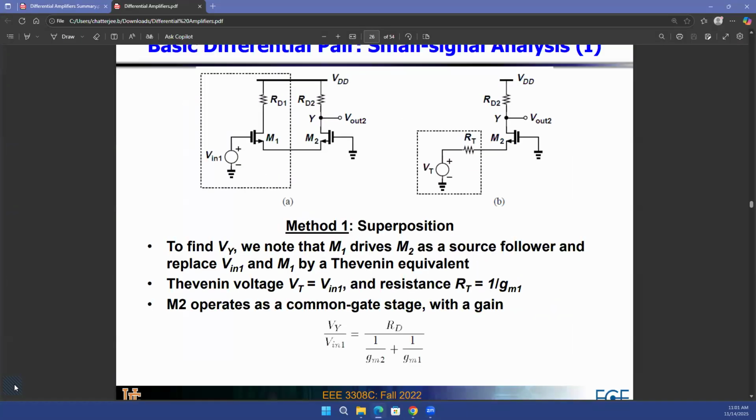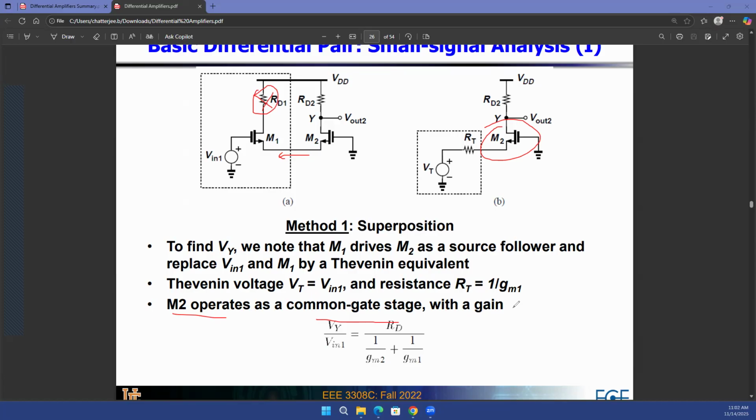Okay. So that's why we said that looking here, you always see 1 upon GM. That RD1 has no effect if the lambda of this M1 transistor is equal to 0. So now M2, this is operating as a common gate stage. And what is the gain of a common gate stage?